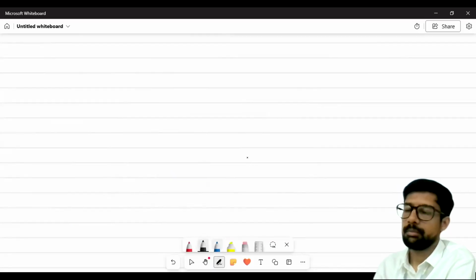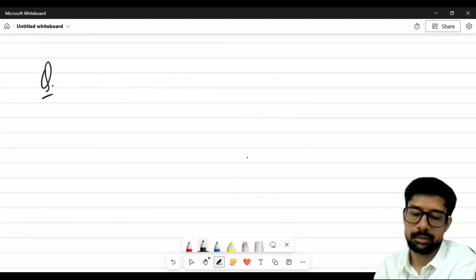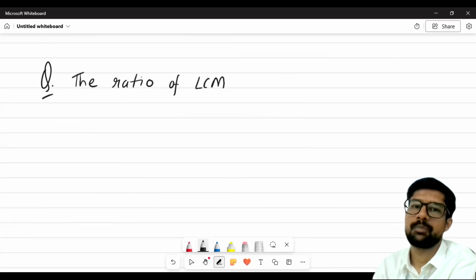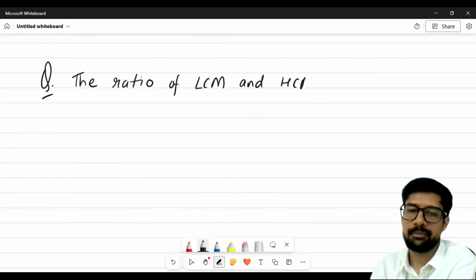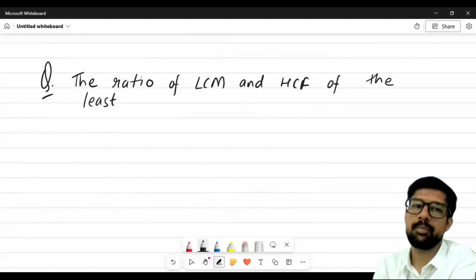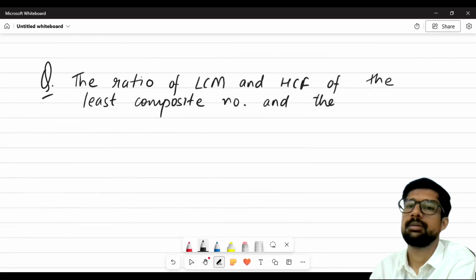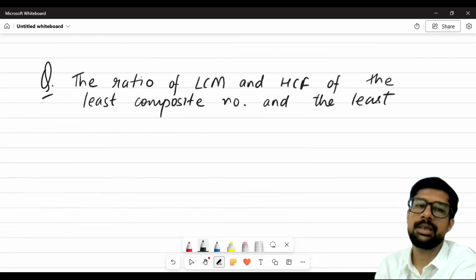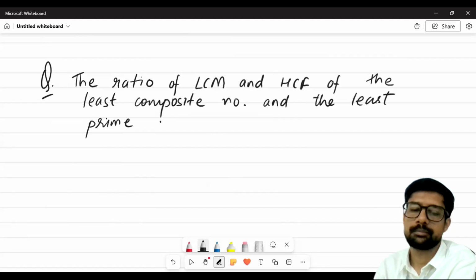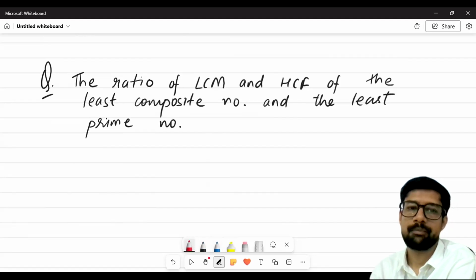कॉन्सेप्ट्स लिमिटेड हैं बट क्वेश्चन की फ्रेमिंग में बहुत सारे मॉडिफिकेशंस क्रिएट होते हैं, वट एवर इंस्ट्रक्शन दे गिव यू, यू नीड टू फॉलो इट. नेक्स्ट वन, the ratio of LCM and HCF of the least composite number, that means the smallest one, the least composite number and the least prime number. 2023 and 2021.